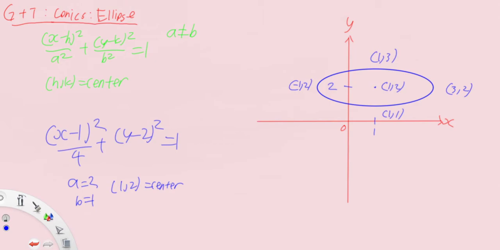So this is our ellipse for (x minus 1) squared over 4 plus (y minus 2) squared equals 1.